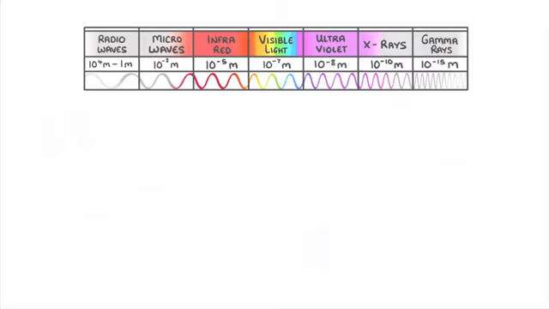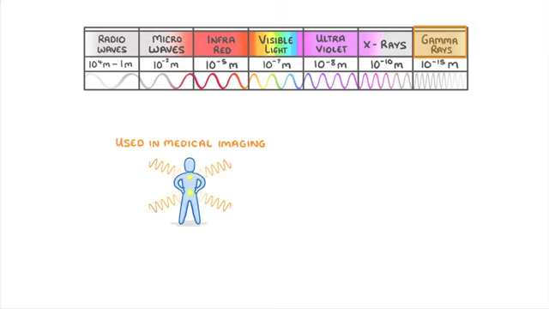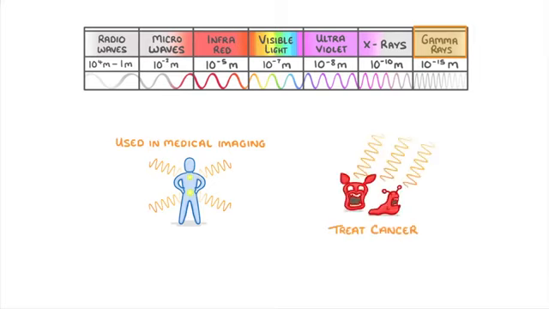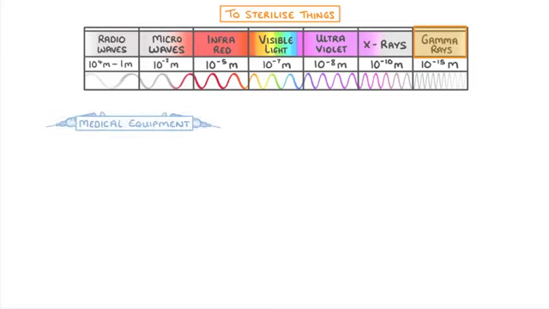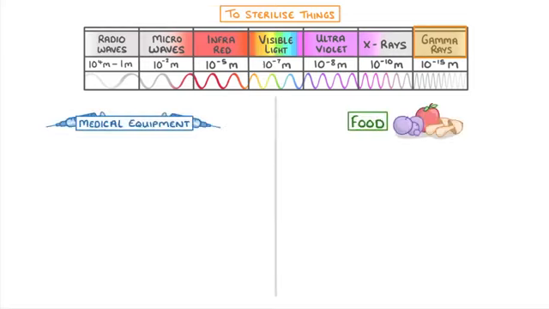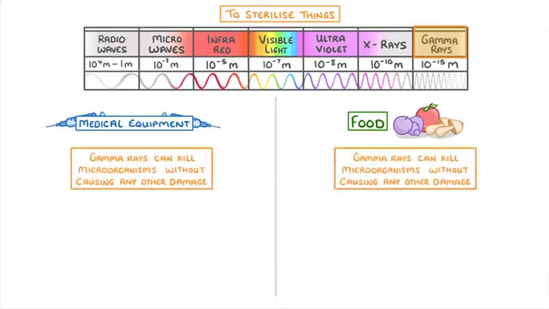Now, we cover in another video that gamma rays can be used in medical imaging and used to treat cancer in a process known as radiotherapy. In this video though, we're going to concentrate on how gamma rays can be used to sterilize things, and in particular, medical equipment and food. The reason they're so useful for sterilization is that gamma rays can kill microorganisms without causing any other damage.